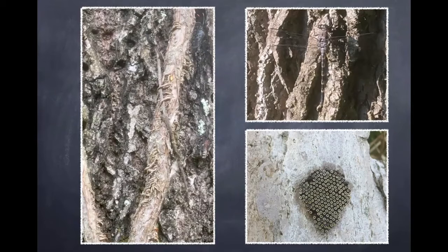Here's a tree that has a smooth bark. An insect has laid an unusual egg case along here. The insect is an assassin bug. Sounds dangerous, doesn't it?